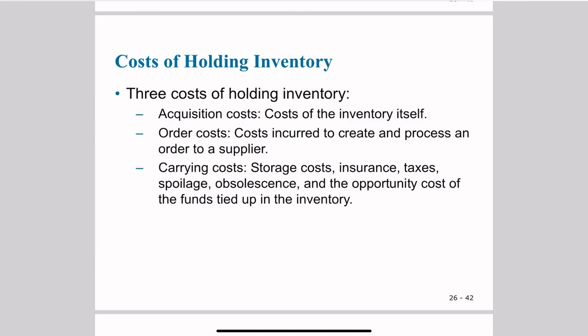And then the third type of cost would be the carrying costs. So this basically means that if you hold inventory, then you will pay storage costs, insurance costs, taxes, and some other costs, right? Or the opportunity cost of your funds tied up in the inventory. This basically means that if you spend money on your inventory and you hold your inventory somewhere, then your money is tied up in your inventory. So you cannot use your money anymore.